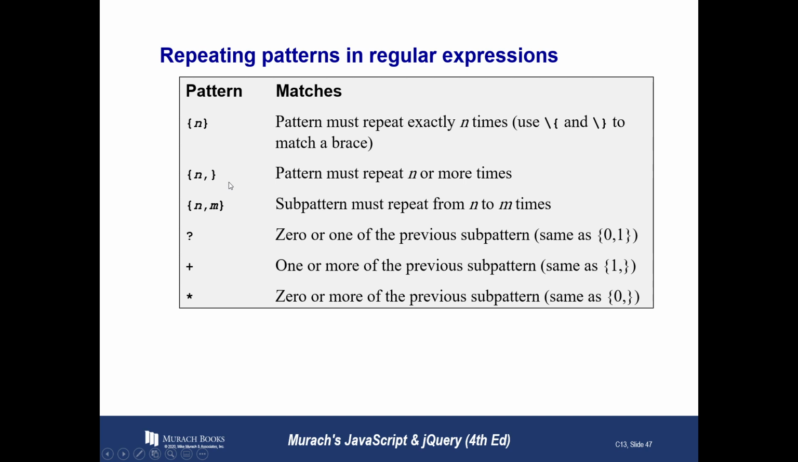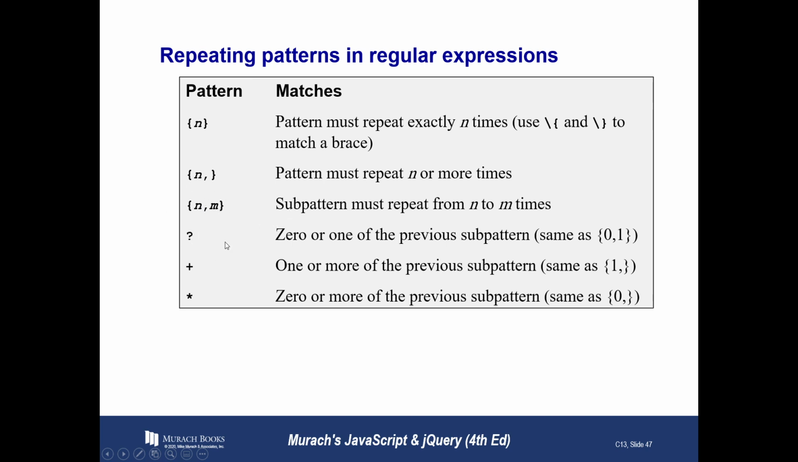We have these patterns which indicate repetition. When we have curly braces and then an n, a number basically, this means that whatever came before them needs to repeat this many times, exactly n times, like maybe five times. This pattern means that I want at least this many times. If this was 2, then I want 2 or more times. When we have two numbers, n and m, this means that I want from n to m times, exactly from n to m times.